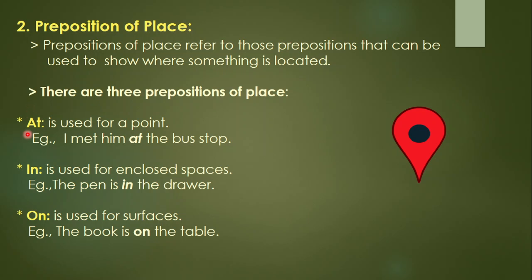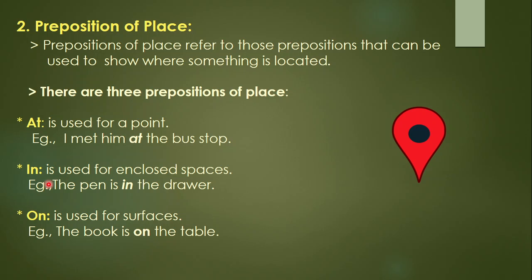For example, the first one, at, used for a point, exactly where, the location. I met him at the bus stop. Okay, I met him at the bus stop, or I met him at the garden. Can we say at the garden? No. Just look at the example here. I met him at the bus stop because the bus stop is a particular point.